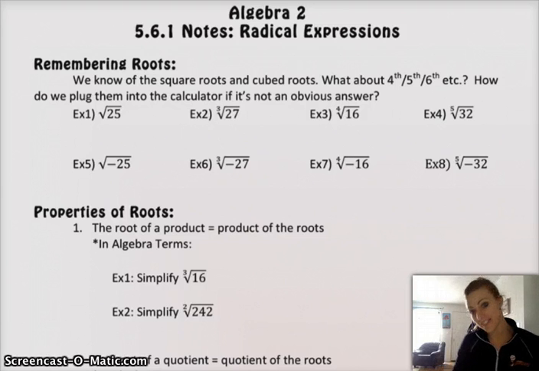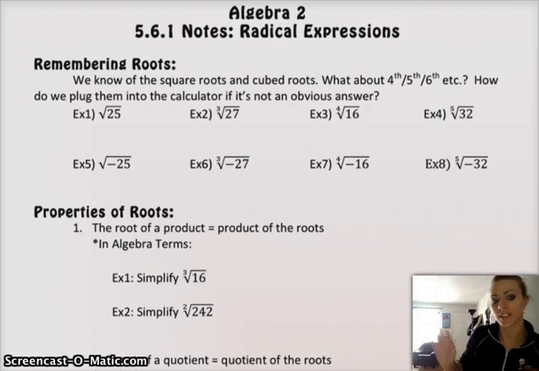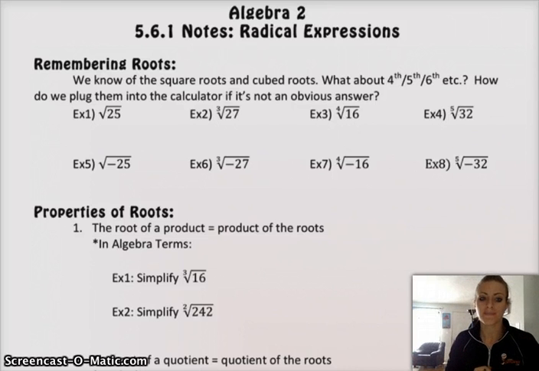Anyways, 5-6 we're moving on to talking about radical expressions. In case you don't know the vocab word, radical is the same thing as the root. But maybe it's not a square root or a cube root anymore. Maybe it's a fourth root or a fifth root or a sixth root or a seventh root or 155th root.